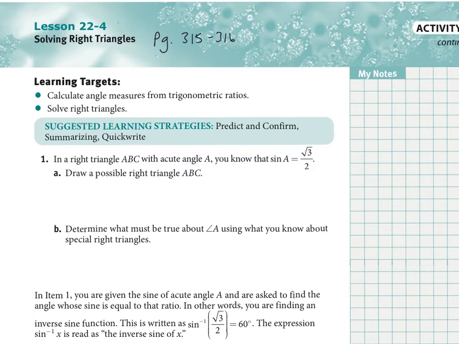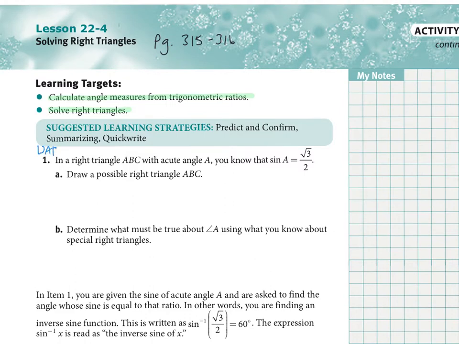Our learning targets for today are we are going to calculate angle measures from trigonometric ratios, and we're going to solve right triangles. Now, before we actually go through the lesson, we are going to treat problem number 1 like a warm-up to review what you have learned so far this unit. So go ahead and read through number 1, do parts A and B, pause the video here, and come back when you are finished to check your answer.